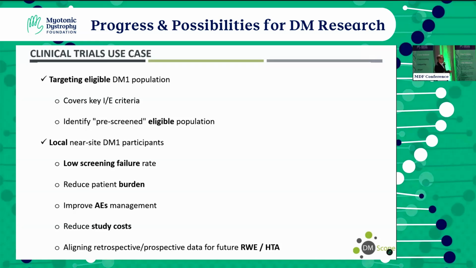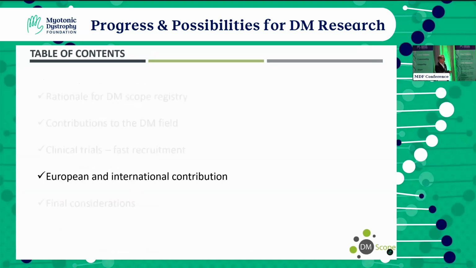So participants are the priorities. So think about them. And we have quite a low screening failure due to that. Managing AEs is also very facilitated. And in the future, that will align the preclinical trial data to the clinical trial and to the post-approval. So that will also benefit the community. This is what we would like to be really a continuous data collection for DM patients.